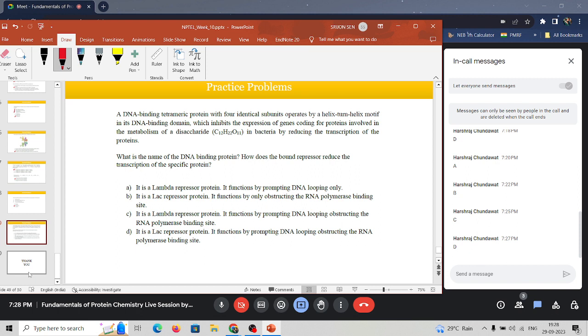So what are you telling? It's a lac repressor protein, and yes, that is correct, because a lac repressor is a DNA binding tetrameric protein that has four identical subunits and operates in a helix turn helix motif in its DNA binding domain. It inhibits the expression of genes that code for the proteins in the metabolism of lactose in bacteria, and the bound repressor reduces the transcription of the lac proteins by occluding the RNA polymerase binding site or by promoting DNA looping. So yes, D is the correct option.